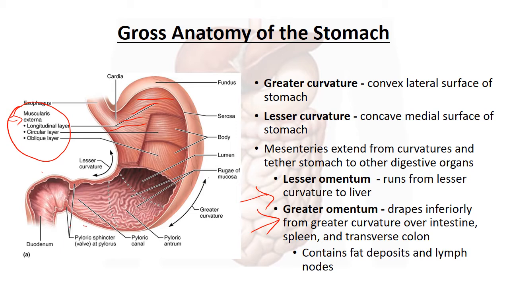You've got your circular layer right here, but you've got a third layer called the oblique layer. The oblique layer is not continuous, unlike the circular and the longitudinal layers. It is more inconsistent, but the three of them together are what causes that churning and pummeling of the food.